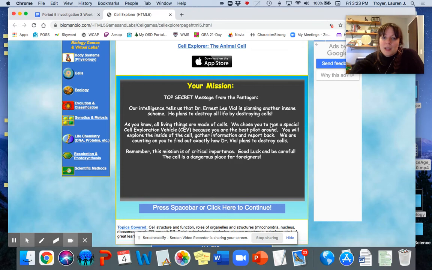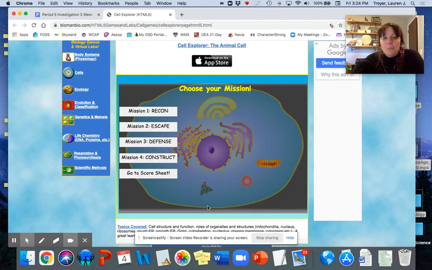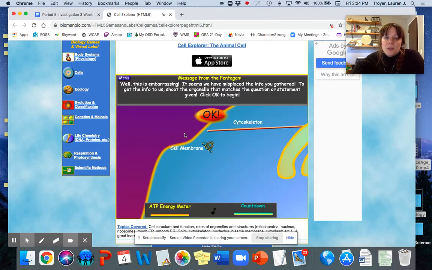You're going to be piloting a special cell exploration vehicle because you're the best pilot around. Good luck and be careful. The cell is a dangerous place. So you use your up, down, left, right keys, and you use the space bar to shoot. And you can zoom really fast by holding down A or Control. I think mission 2 is a little easier.